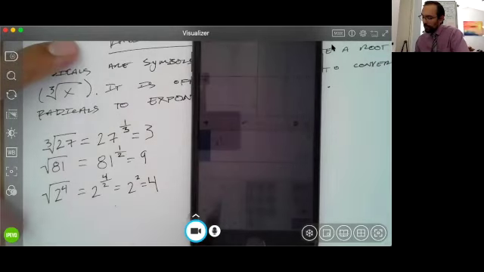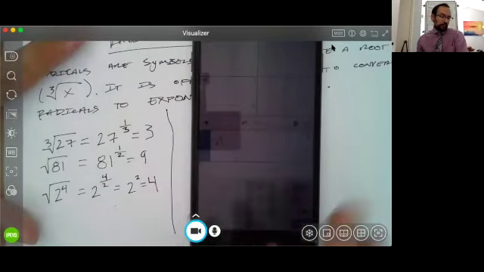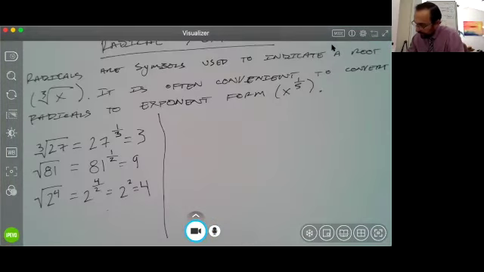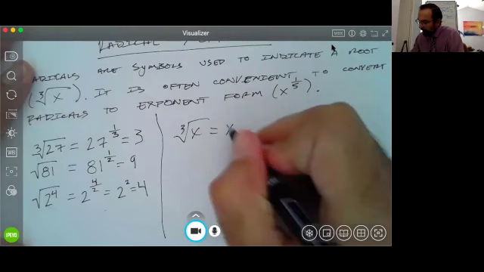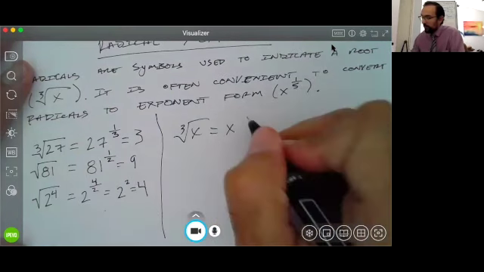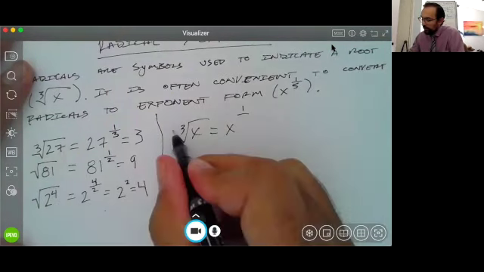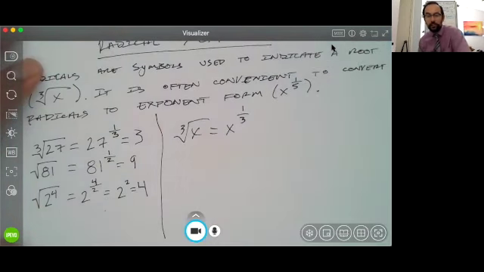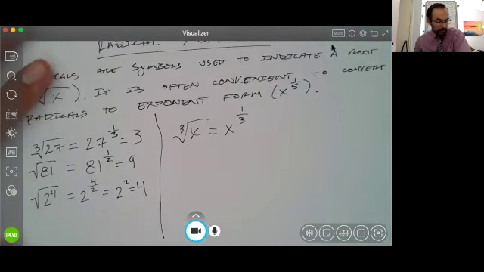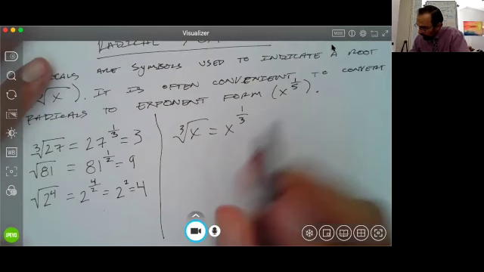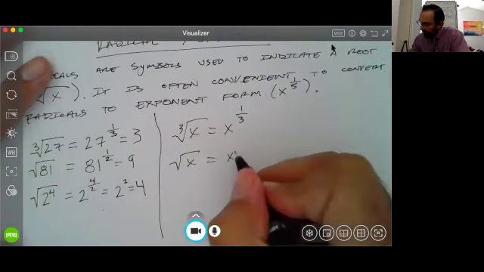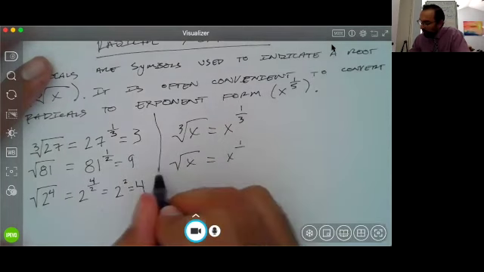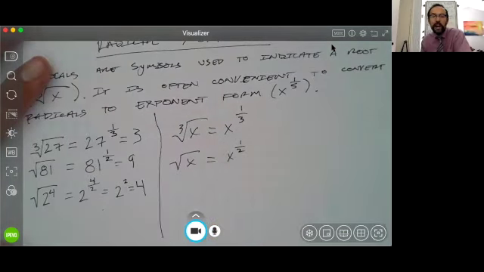It's the same thing for variables. If I were to rewrite the cube root of x, I would rewrite this as x to the power of... well, what's the power inside? It is 1, so that goes on top. What's the root outside? 3, so the cube root of x can be written as x to the power of 1/3. If I look at the square root of x, I can rewrite this as x to the power of, my exponent inside is 1, my root is 2, so x to the power of 1/2.